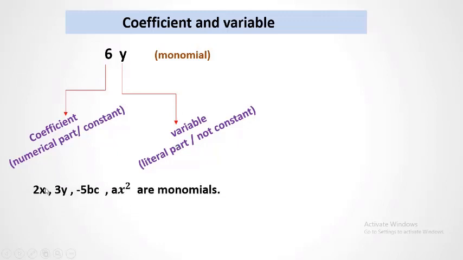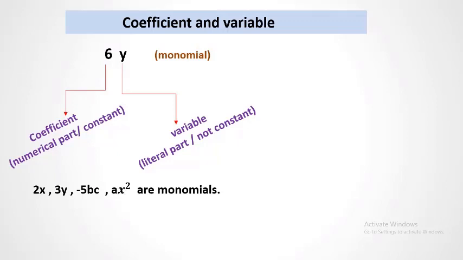For example, 2x is a monomial. 3y is a monomial. Minus 5bc is also a monomial, but here we have two variables. Ax squared is also a monomial. It has coefficient 1, since 1 times any number remains the same. A and x are the variables of this monomial.